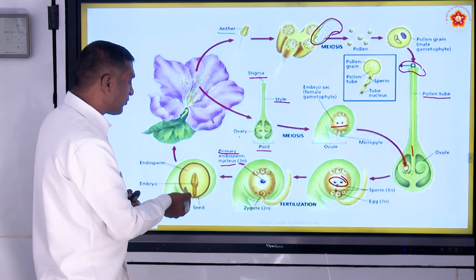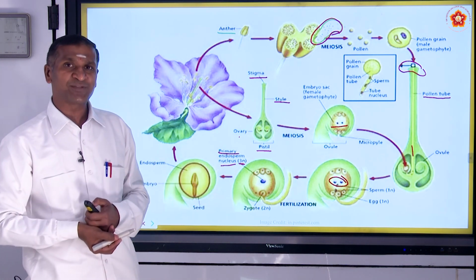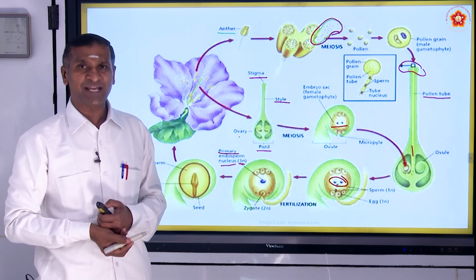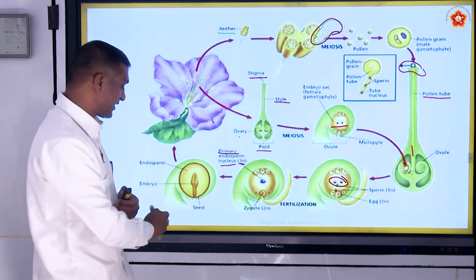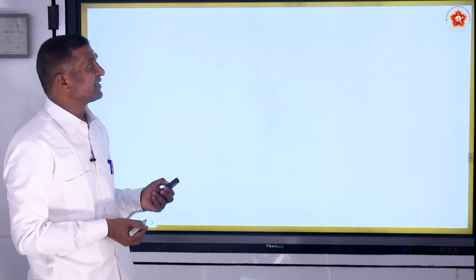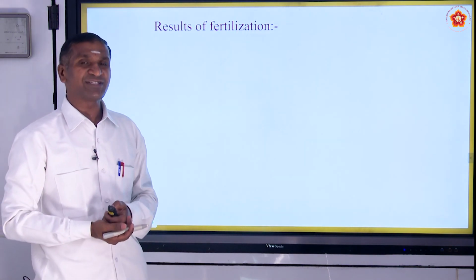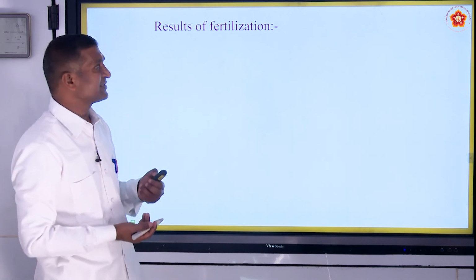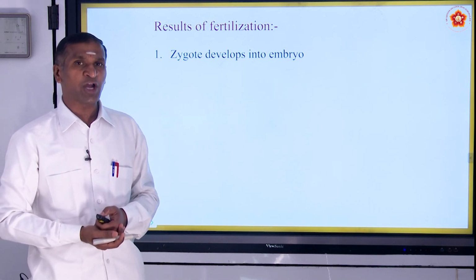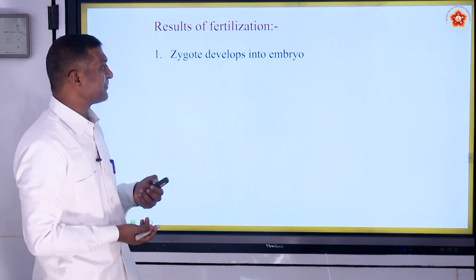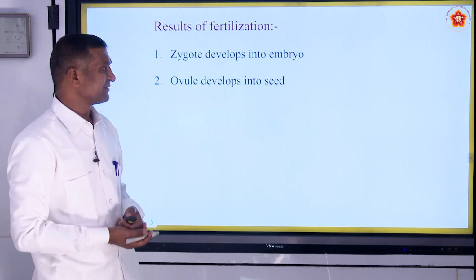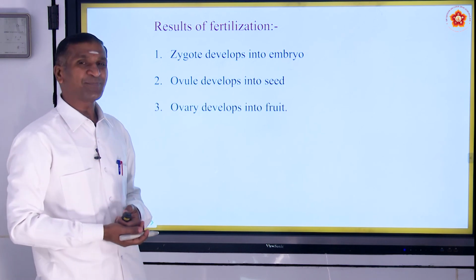Then further, what are the changes you can observe after the endosperm nucleus or the triple fusion and the syngamy has taken place? You can see various changes taking place after the fertilization. That is the result of fertilization. The zygote, which is diploid, develops into an embryo. The ovule develops into seed, and the ovary develops into fruit.